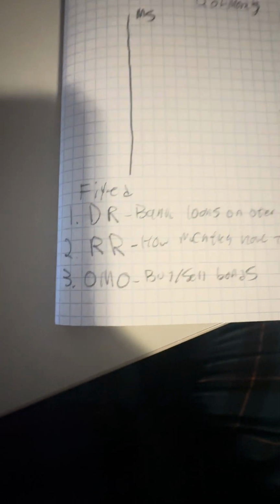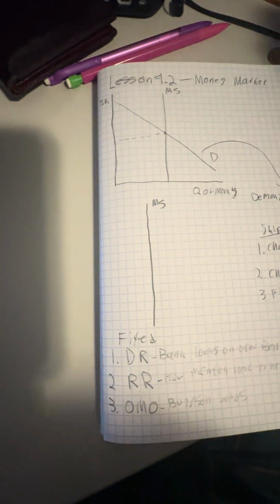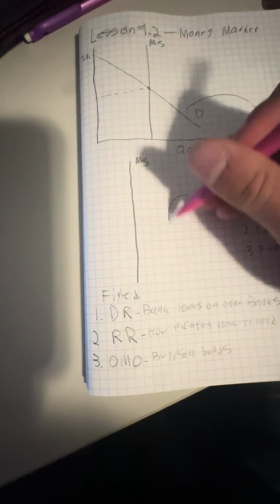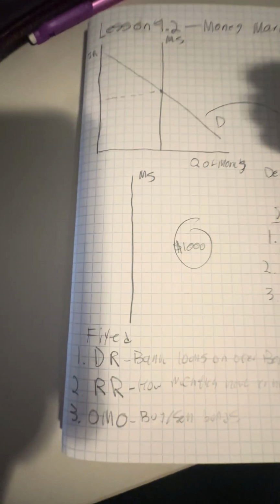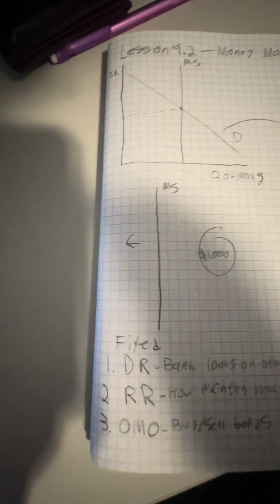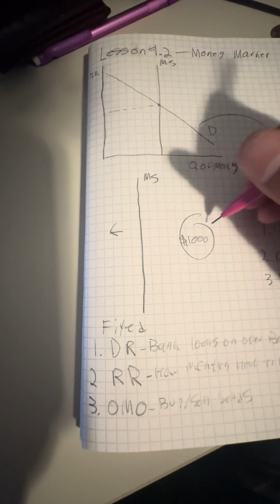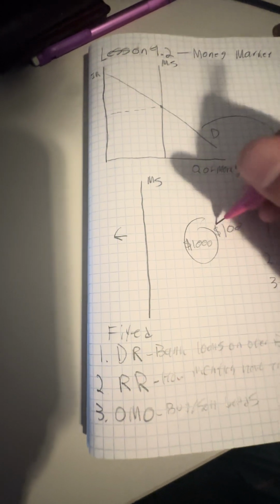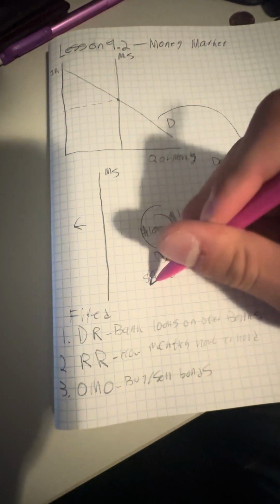Then you've got open market operations. This is buying and selling bonds. So the way you think about it is, let's say you have $1,000 in the money supply. So let's draw it out right here. $1,000. Okay. Let's say the bank wanted to decrease the money supply, so move it this way, they would have to buy some bonds because that way they're moving money out of the money supply. So let's say they buy $100 worth of bonds. It would change the money supply from 1,000 to 900, ultimately shifting the money supply to the left.